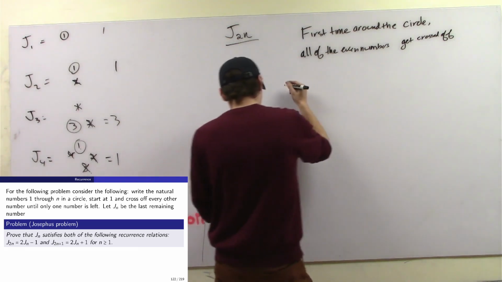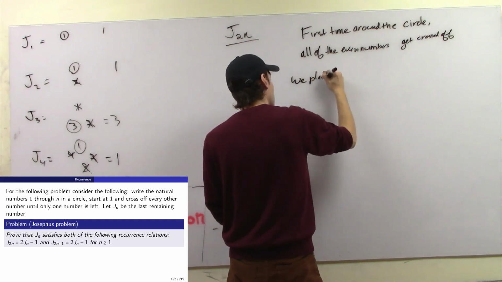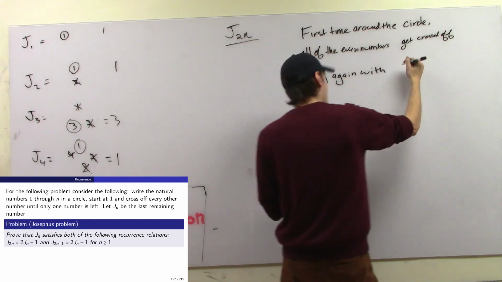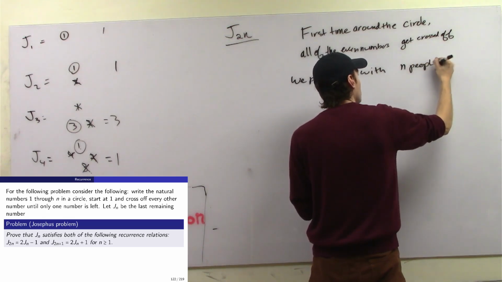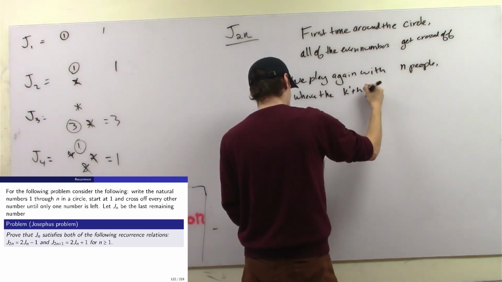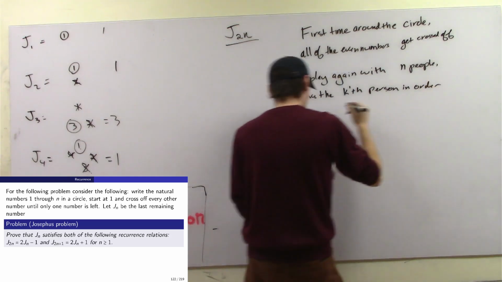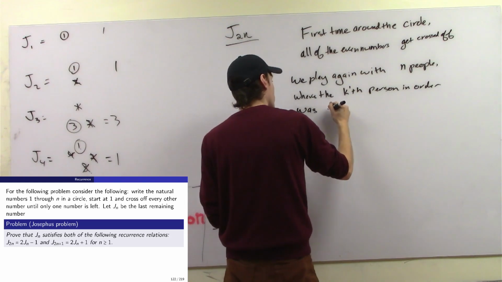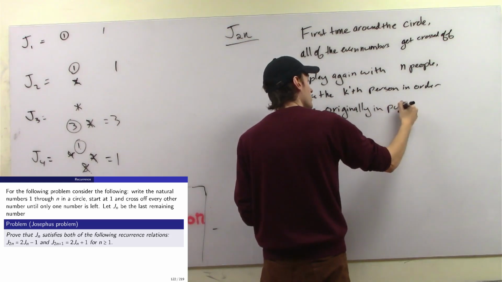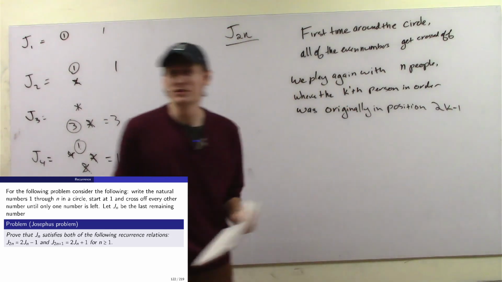So after this, with J sub 2n, we play again with n people, where the kth person in order was originally in position 2k minus 1. In position 2k minus 1. So I think this is a little involved to look at.